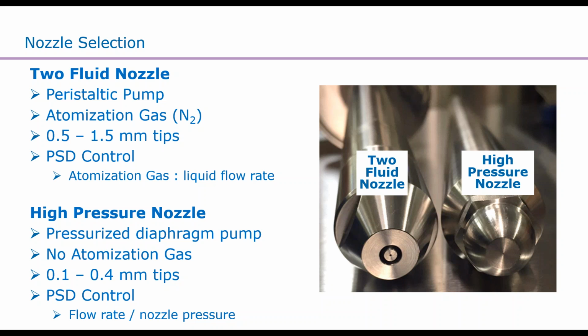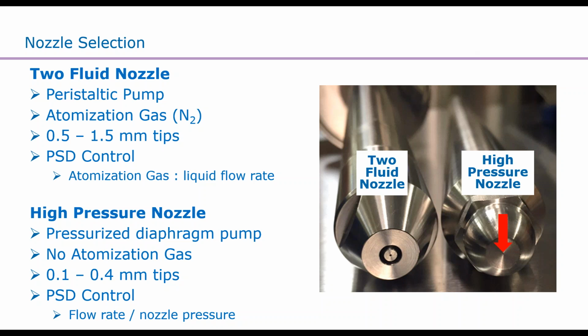With high-pressure nozzle systems, there is no atomization gas. Instead, they use a high-pressure diaphragm pump to push the feed solution through a very small orifice, generally between 0.1 to 0.4 millimeters wide. And that is very small, but it's actually right here. And by putting several hundred psi of pressure behind this nozzle orifice, we're able to create a nice conical spray pattern that is very consistent.